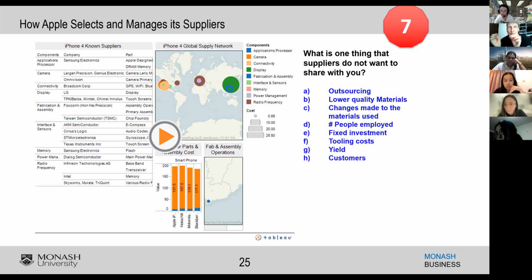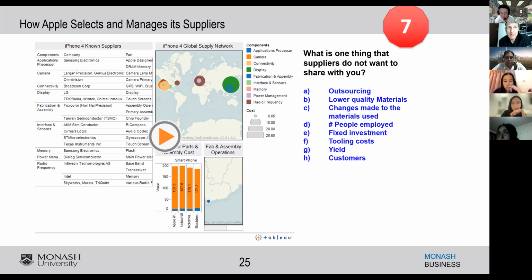Because normally in a contract, when you contract with a supplier, especially with these multinationals, they make it very, very specific, and they'll have clauses in the contract that say, supplier, if you change the materials, you need, number one, first, to fill out a form to get approval from us that you can change the materials. Every change, you need to fill out a form. Right? These are normal contract clauses that multinationals have over suppliers. Fixed investment, tooling costs, yield.